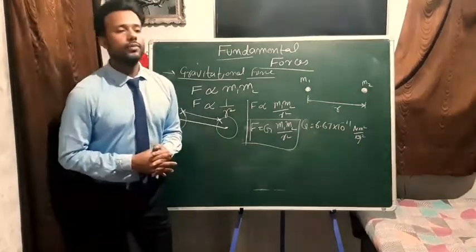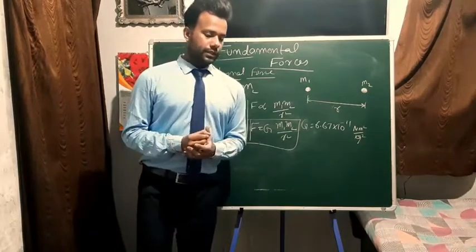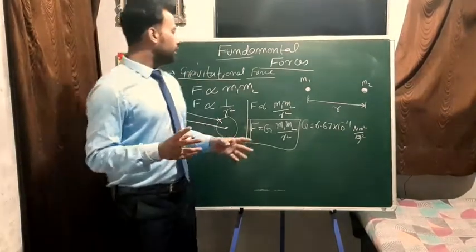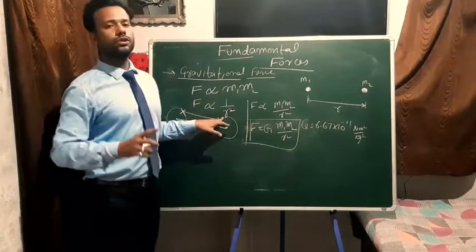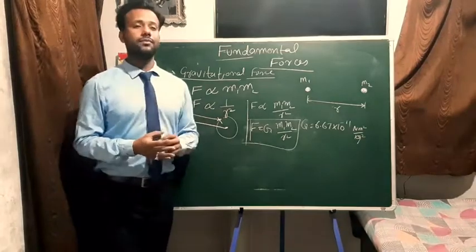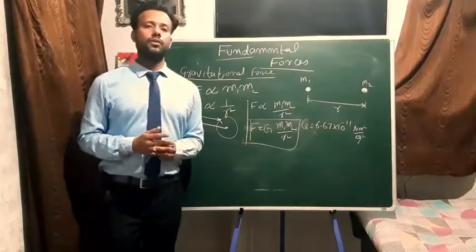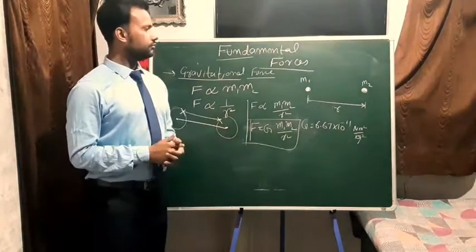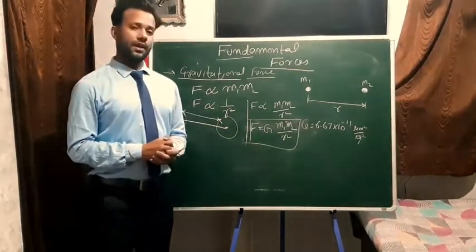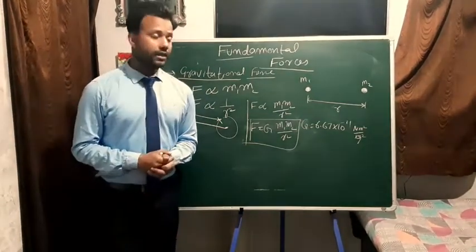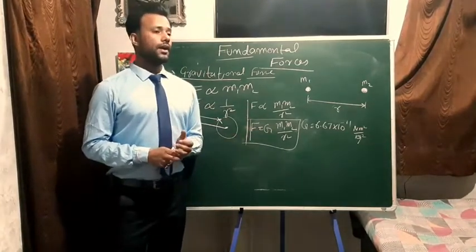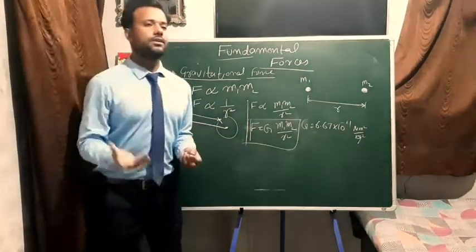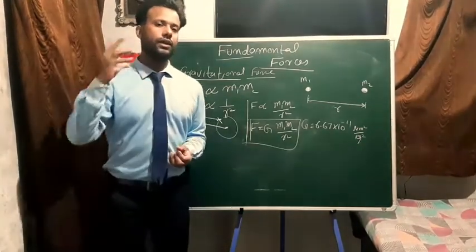Then it obeys the inverse square law. Now, what is the inverse square law? There are some forces in nature which follow the inverse square law. Inverse square law means the force between them is inversely proportional to the square of the distance between them. There are some more forces which follow the inverse square law, like Coulomb's law and the Biot-Savart law, which we will study in the next chapter. Now, there are so many phenomena explained by this formula, like how the moon revolves around the earth, how the planets revolve around the sun, and how the sun revolves around the galactic center of our galaxy, right?